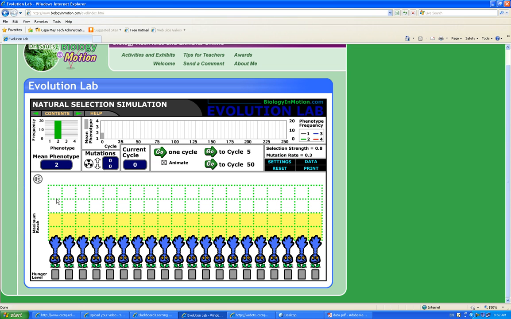Mean is kind of like an average. What's the average size? So what you're going to do is you're going to run this simulation. You're going to look at how these change or don't change and record your data. In the next part, I will go over specifically what you're going to change and specifically what you're going to record.